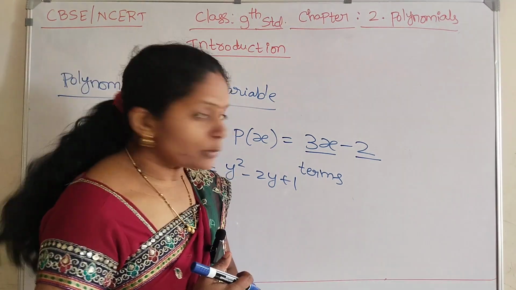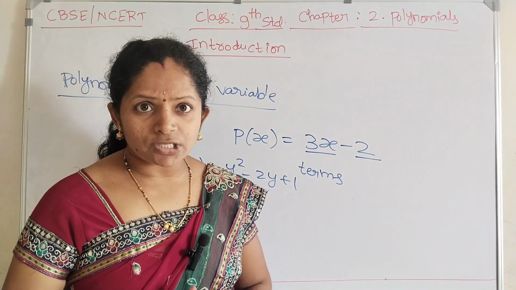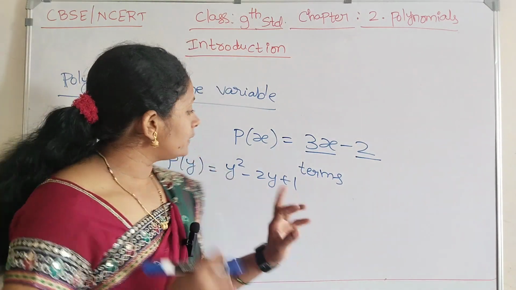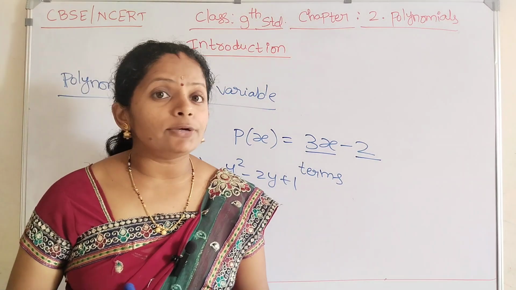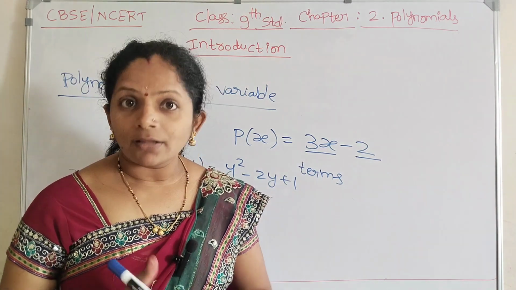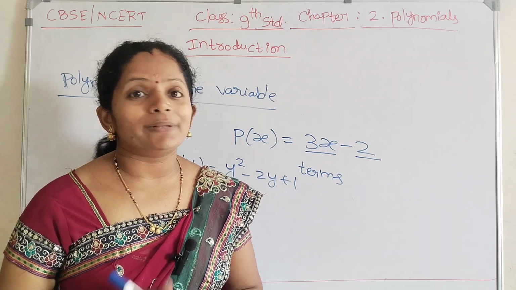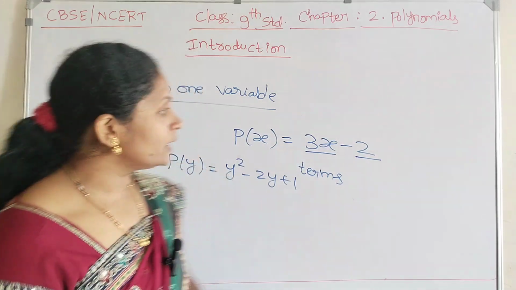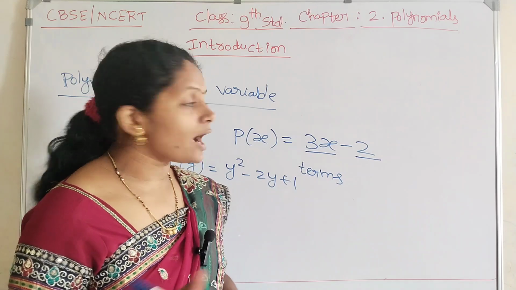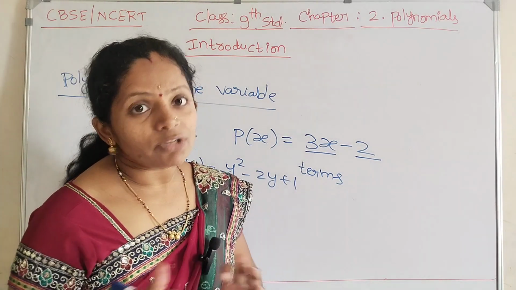Suppose we write any expression, how can we recognize whether it is a polynomial or not? Its power or exponent should always be a whole number. It should not be a negative power and it should not be square roots or cube roots. Here I will write some polynomials. You have to recognize which are polynomials and which are not.